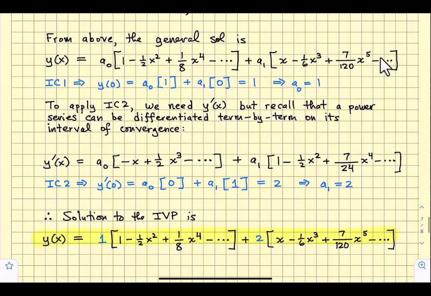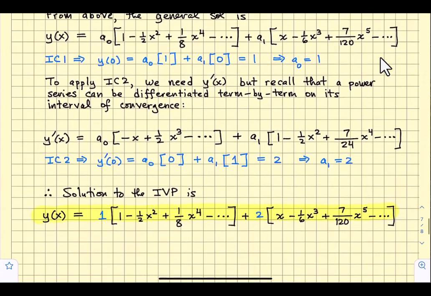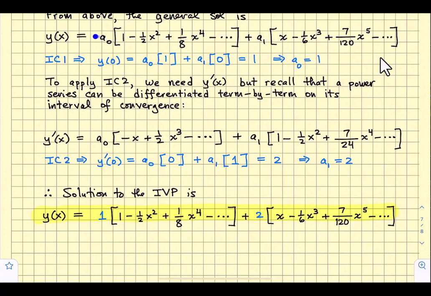So just to put a bow on this, we'll return to our general solution, and we'll plug in the values we found for A0 and A1, and this would be the double infinite series, or 2 infinite series. There's one here and one here. This would be the 2 infinite series put together to form a solution to our initial value problem.